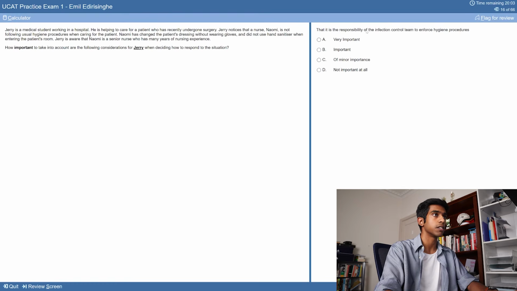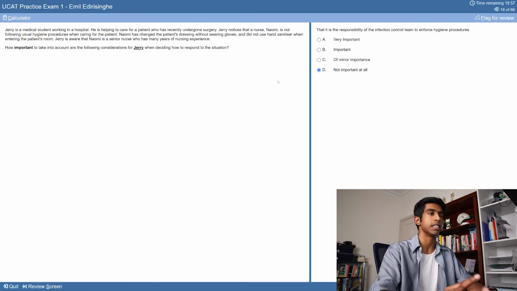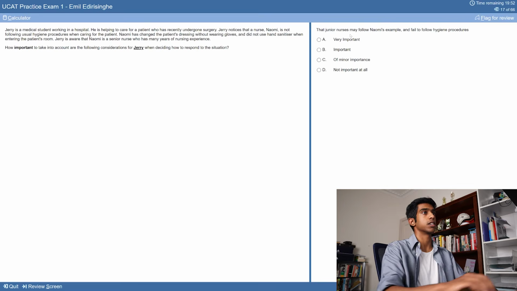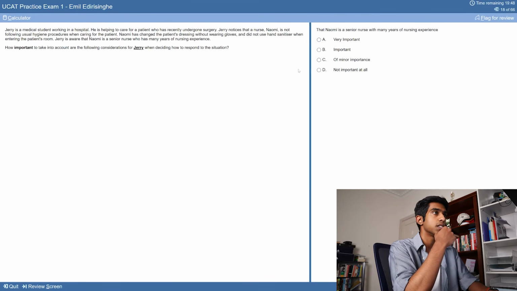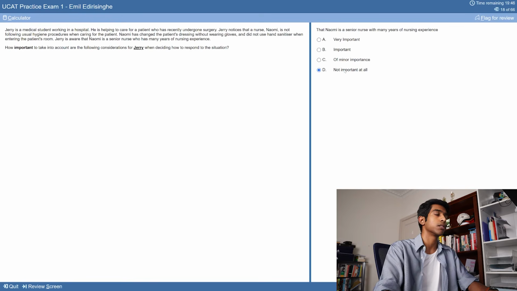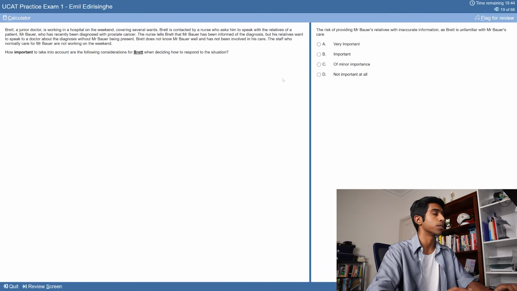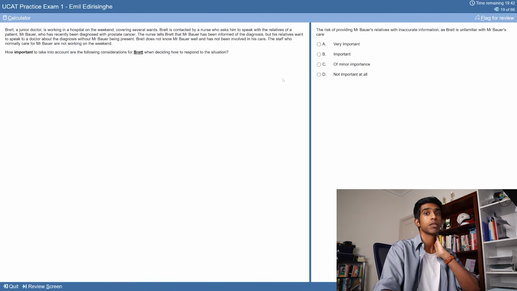It's the responsibility of the infection control team to enforce hygiene. Yeah, this is not important at all because she still has to maintain hygiene procedures. Junior nurses may follow Naomi's example and fail to follow. Yeah, that's very important. Naomi's a senior nurse with many years. That's not important because she's still breaching an important part of practice.